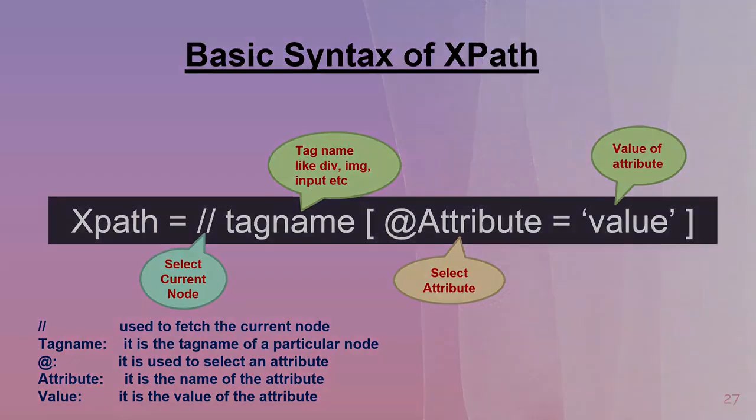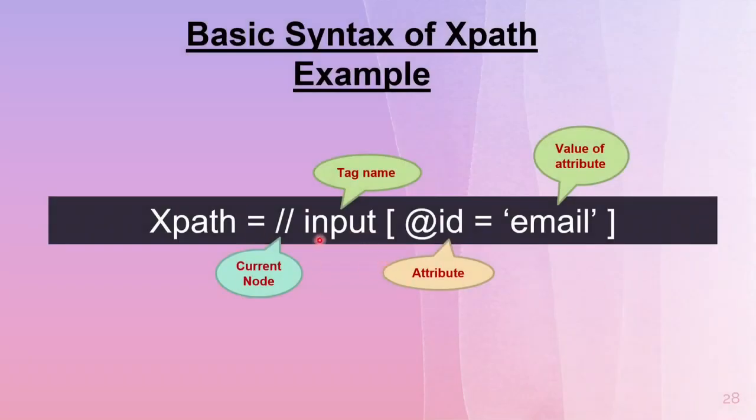For example, I have first written the double forward slashes. Then I need input, that is the tag name. I'll open my brackets, @, the attribute that I'm using is ID, and the value of this attribute is email. So this is the basic syntax of the relative XPath, and this is used most frequently as compared to the absolute XPath. Why? We will discuss that later.